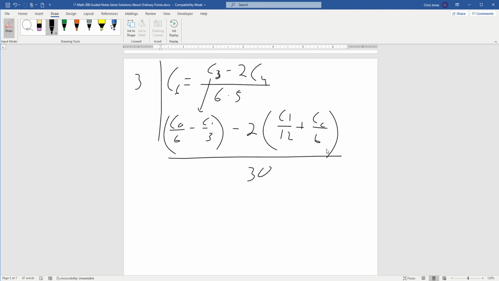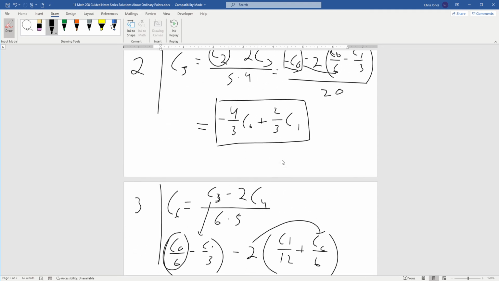And so now we can simplify this. Right? So we have C naught over 6, and then we also have negative 2 C naught over 6. So that's actually just going to turn into a negative C naught over 6 over 30. So it's negative C naught over 6 over 30. All right, and by the way, this is C6. So we see it's starting to get really ugly.